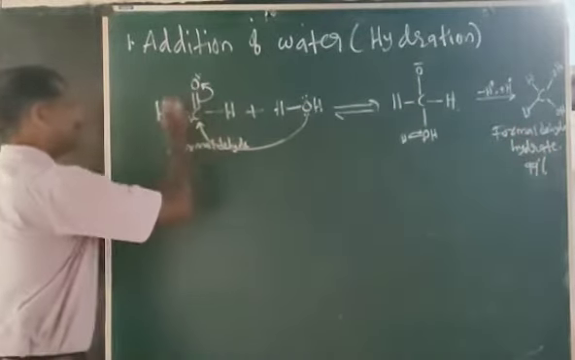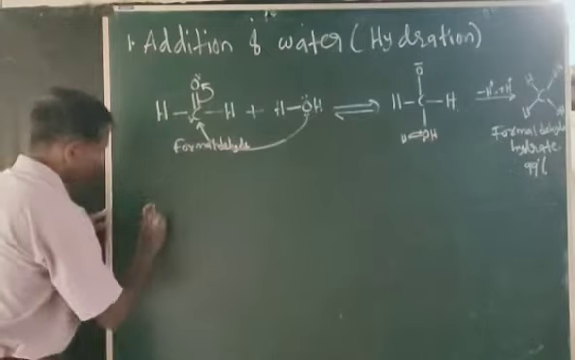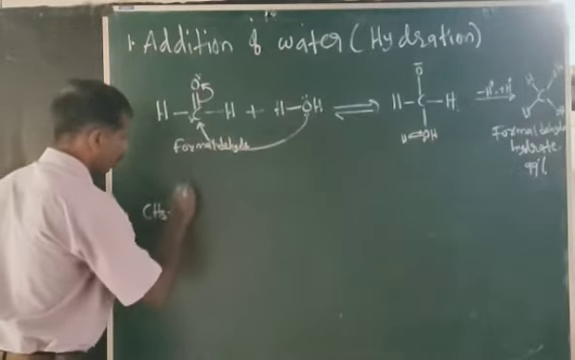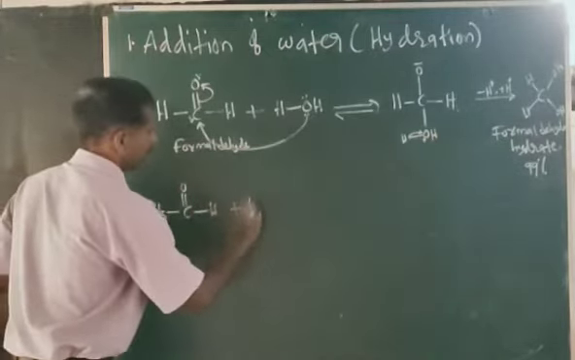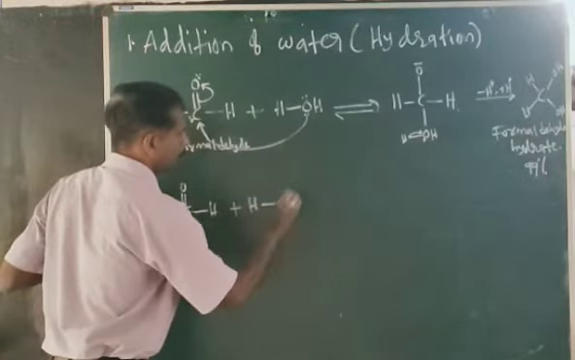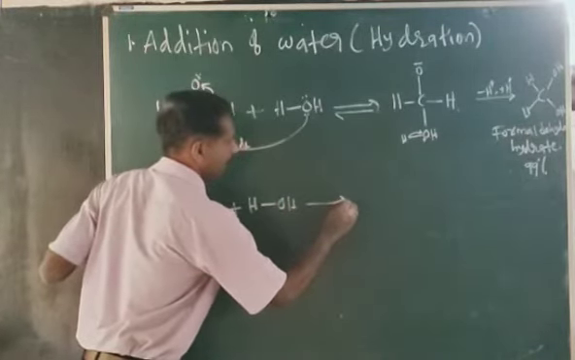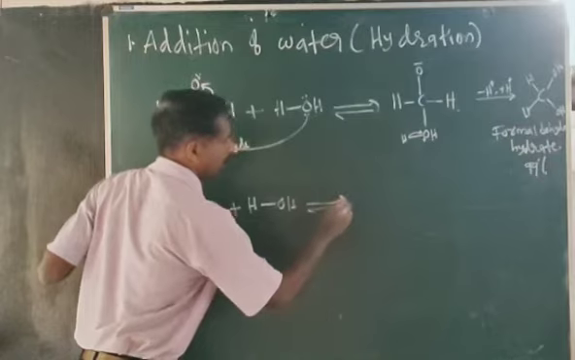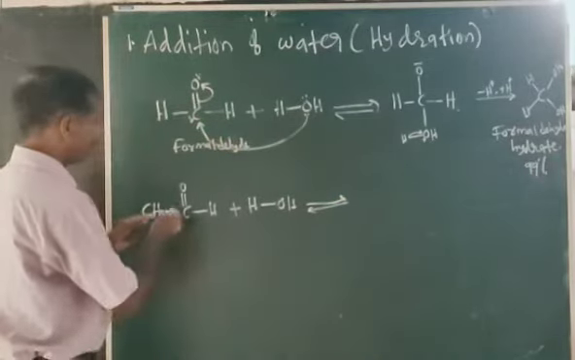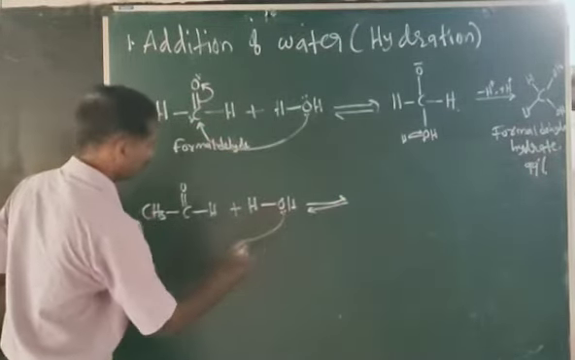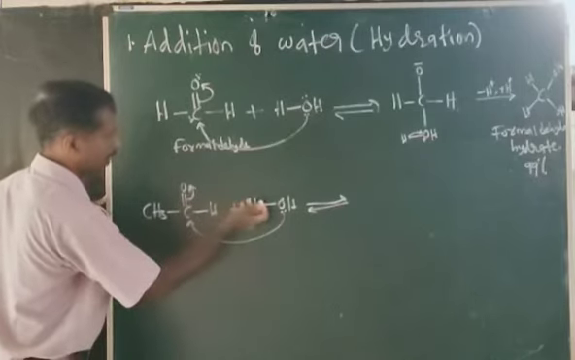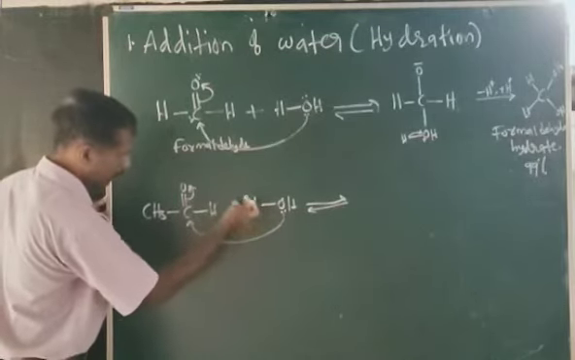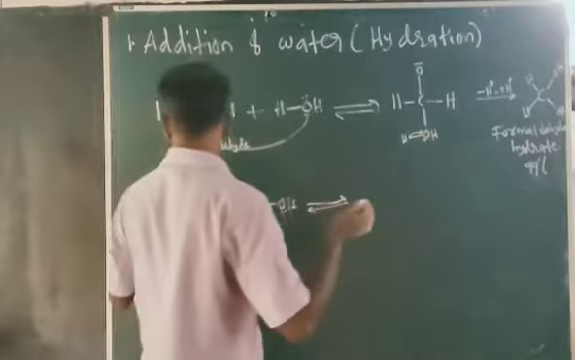Now I am taking acetaldehyde, that means CH3, C double bond O. Again, acetaldehyde is reacting with water, HOH. The same reaction will occur. And what will we get? We can see that the lone pair of electrons will attack here, the electrons will be shifted, and then this H plus will come to the oxygen.